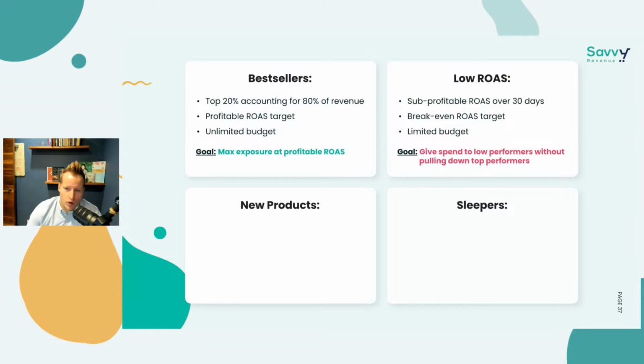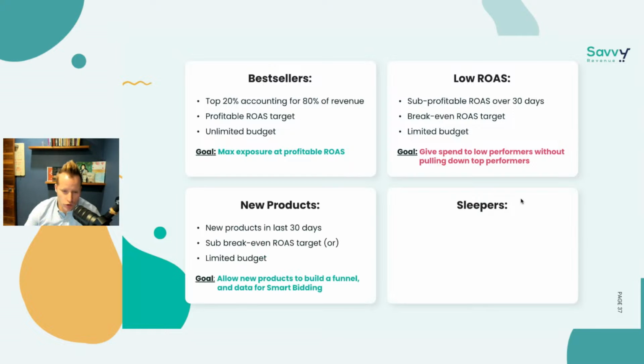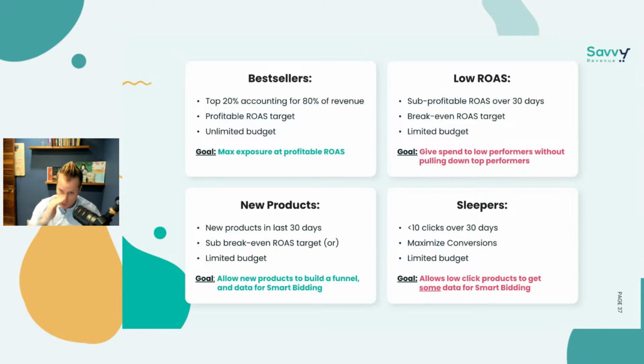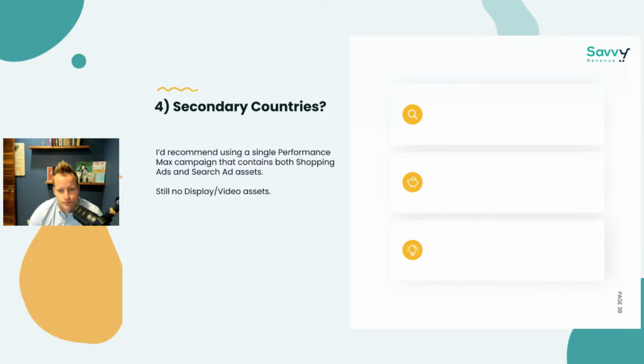Then we have another category with low ROAS, anything that has a sub-profitable ROAS over the last 30 days. Just apply a break-even ROAS to them at a limited budget. They need some spend so we don't limit ourselves forever and ever. New products and sleepers, you don't always have to use them. They can be categorized together, some of these things. The biggest thing is trying to make a split for bestsellers and low ROAS.